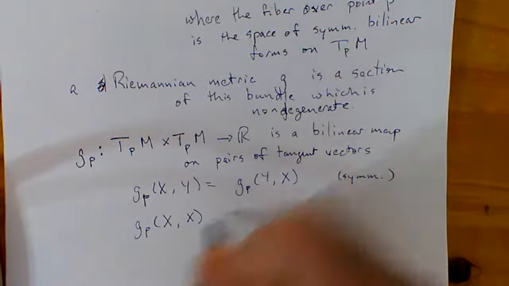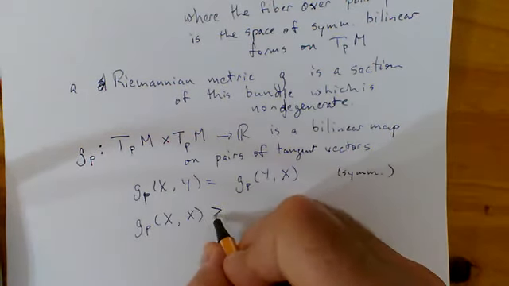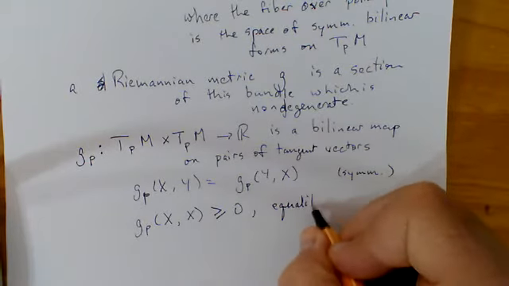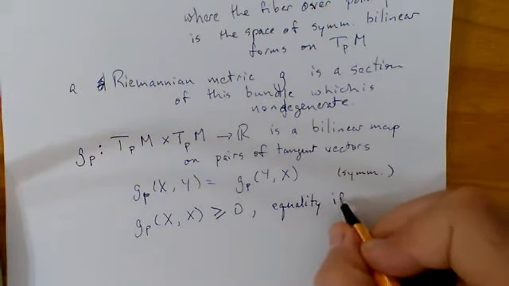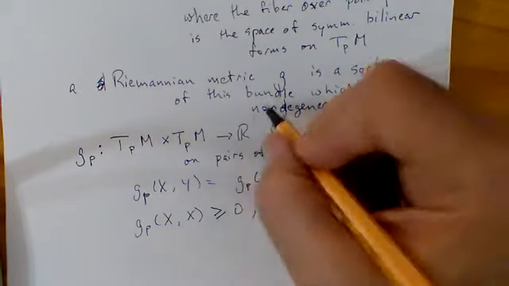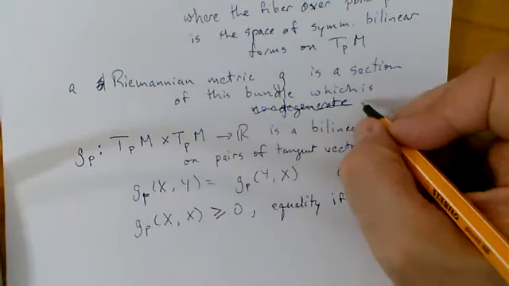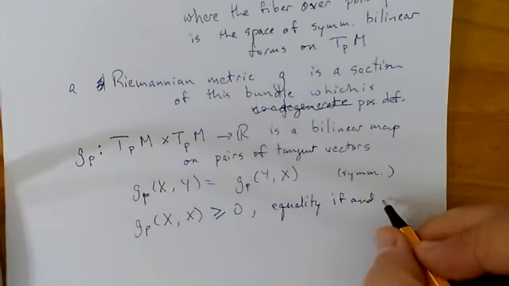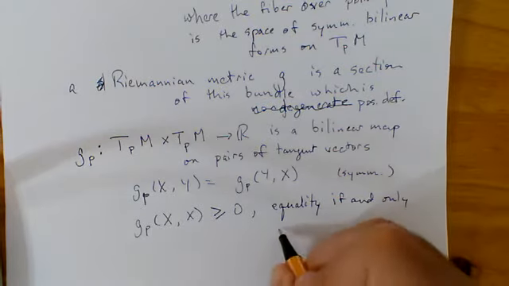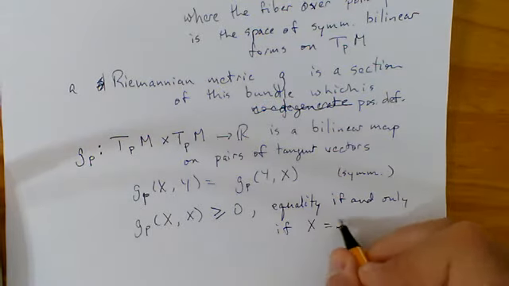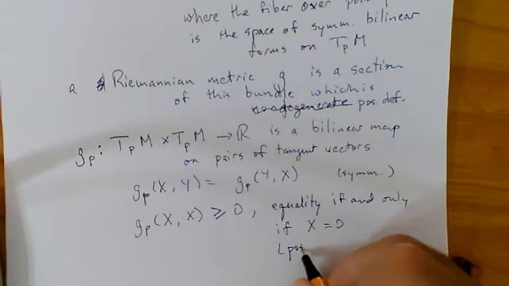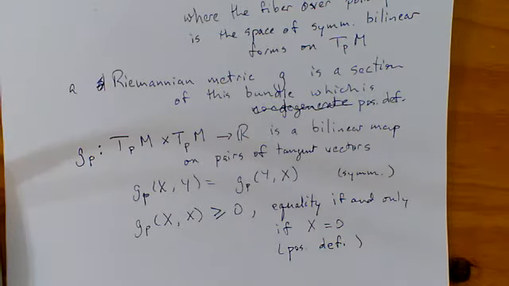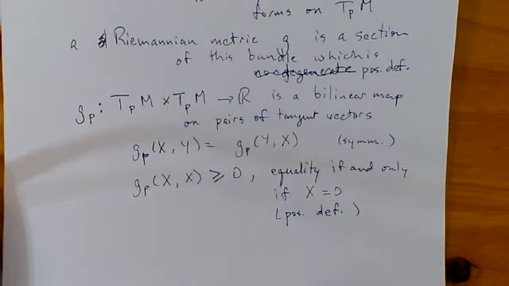And positive definite. So let me say it this way. This word, instead of non-degenerate, should really say positive definite. This is exactly what it means for the form to be positive definite.